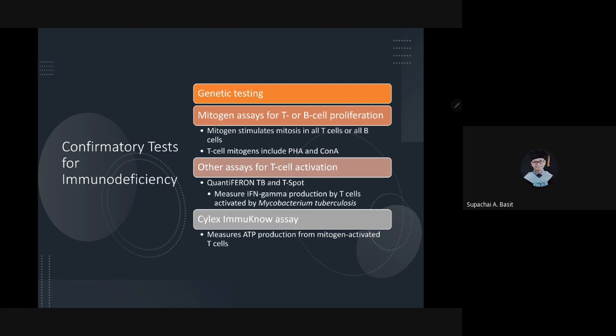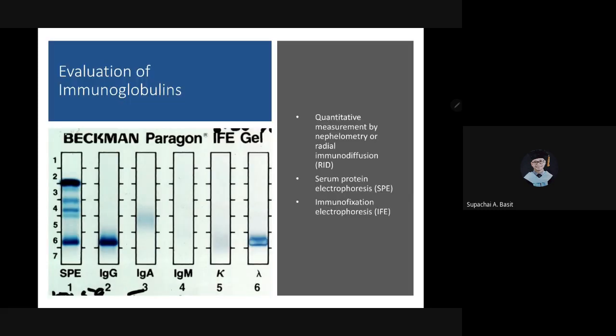Other assays available for T cell activation would include QuantiFERON-TB and T-SPOT, which measure gamma interferon produced by T cells activated by Mycobacterium tuberculosis, and then the Cylex. This one is an immunoassay which measures the ATP production from mitogen-activated T cells.